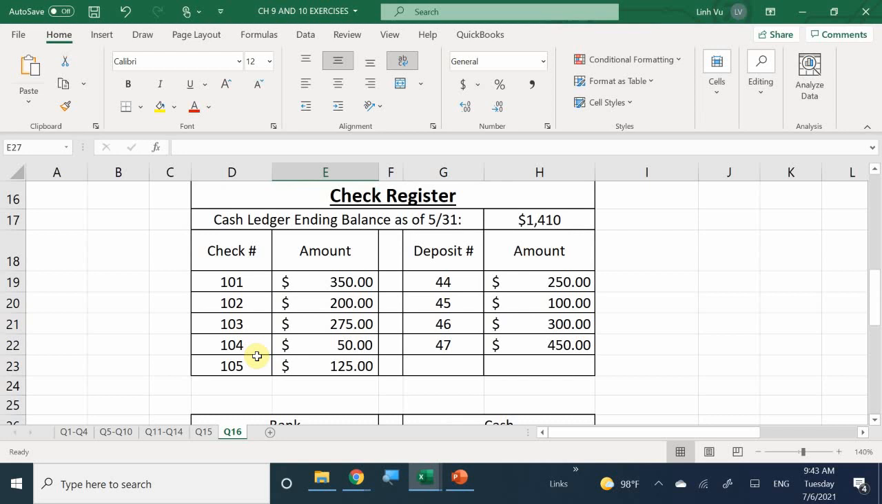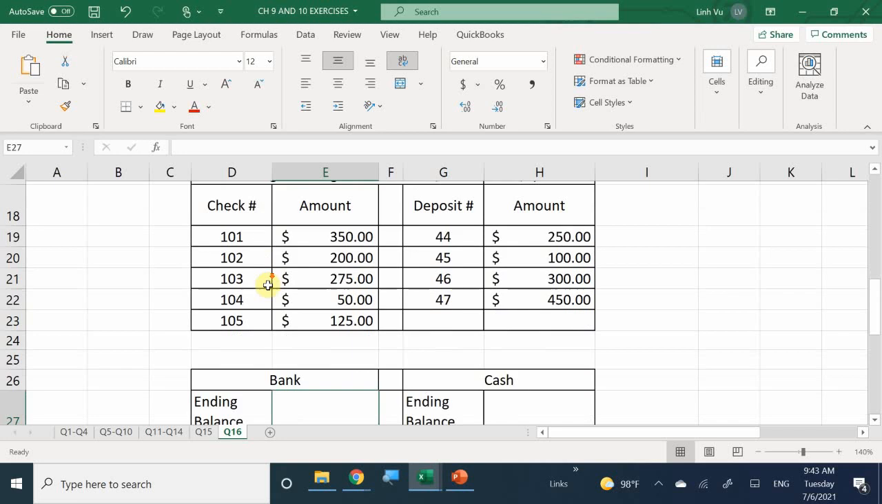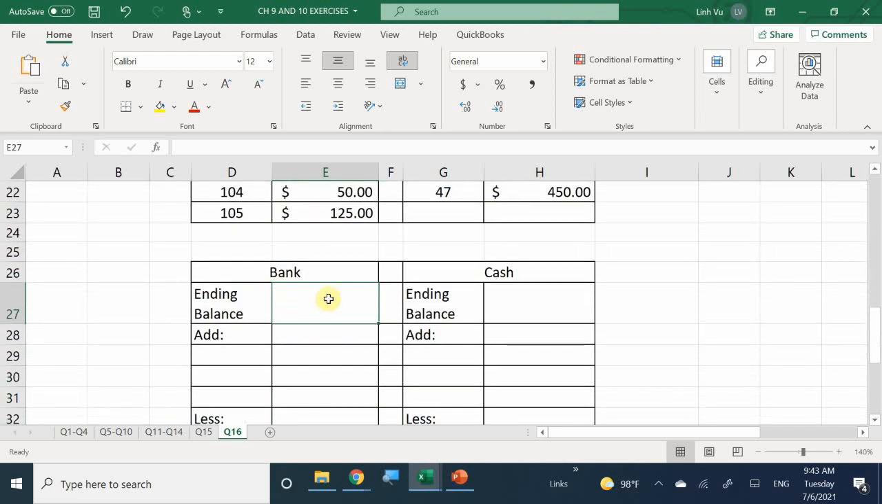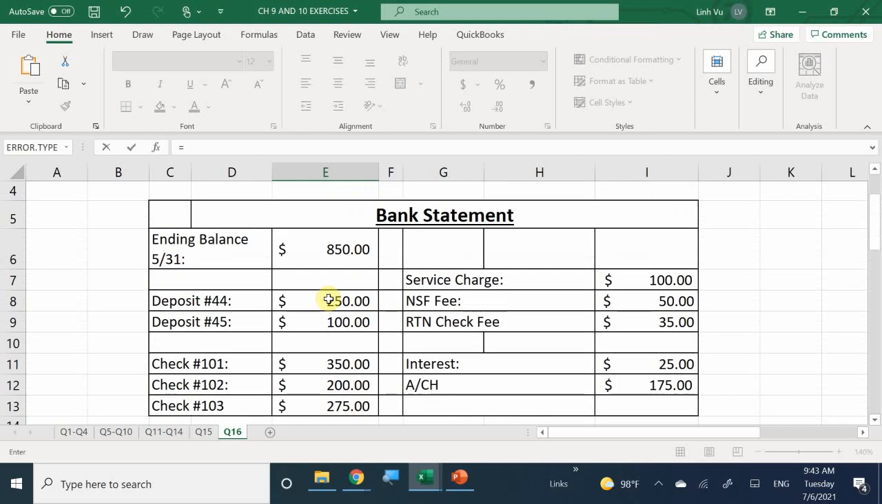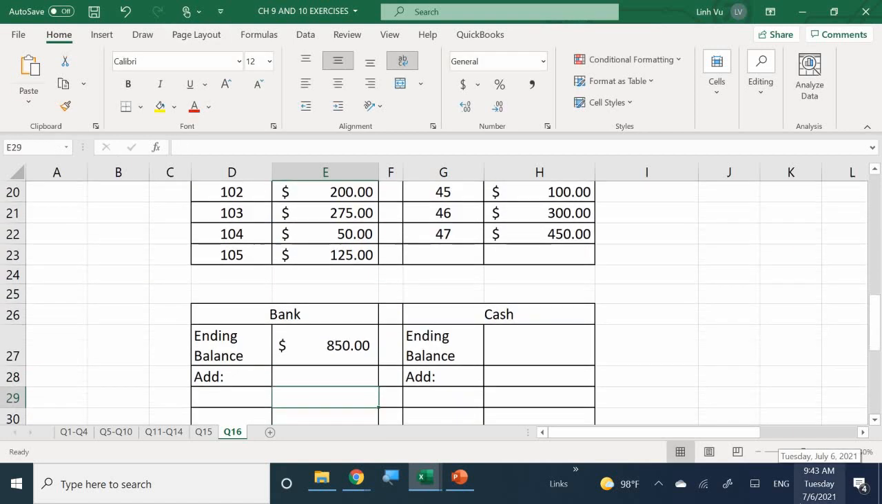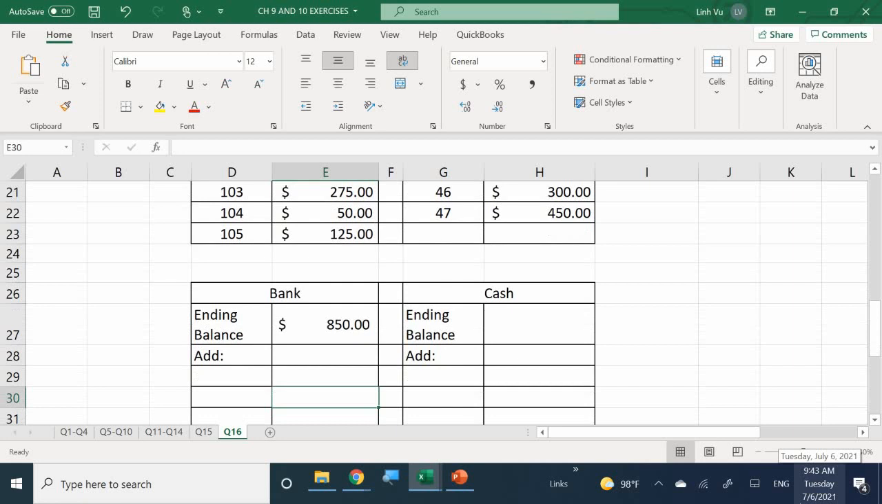Will your ending balance be the bank statement balance? Okay, so if we're dealing with the bank side, yes, we're going to be dealing with the ending balance on my bank statement. So let's take a look at my bank statement. What is my ending balance that appears on my bank statement? 850. Okay? So if you guys remember the rules, right?